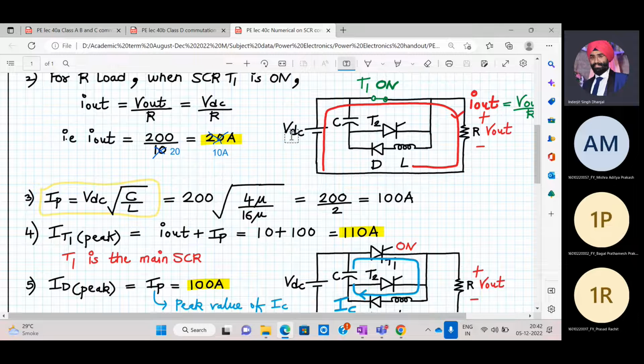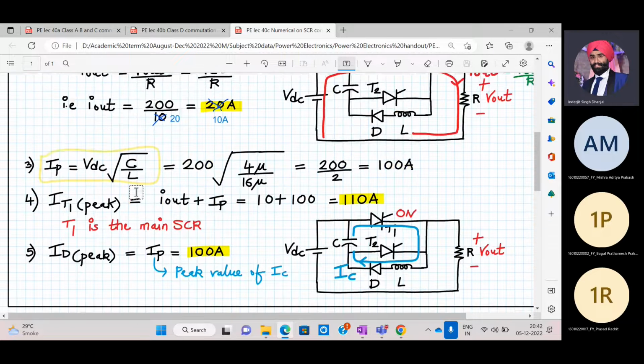I repeat, detailed analysis of this class D commutation is not there for you all. Okay. Only thing is explain the working of the commutation circuit, remember the main formulas and solve the simple numericals. Now they are asking you to find out the diode peak current. Now what is the diode peak current? It is the same as your capacitor current. So what is the capacitor current? 100 amperes. So that will be the peak current of the diode. So this is the first numerical.